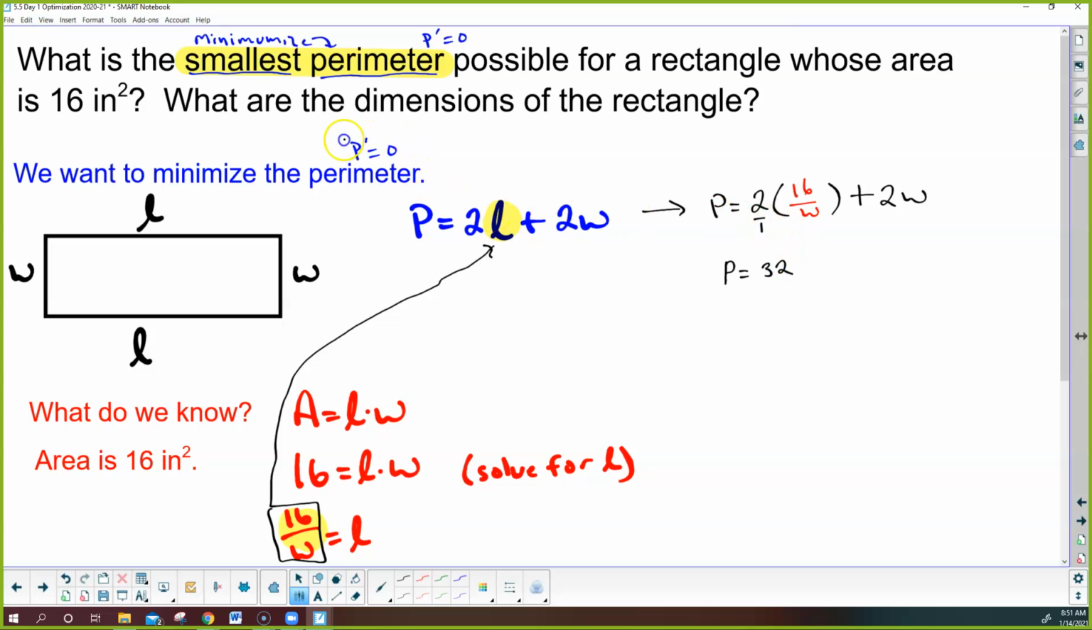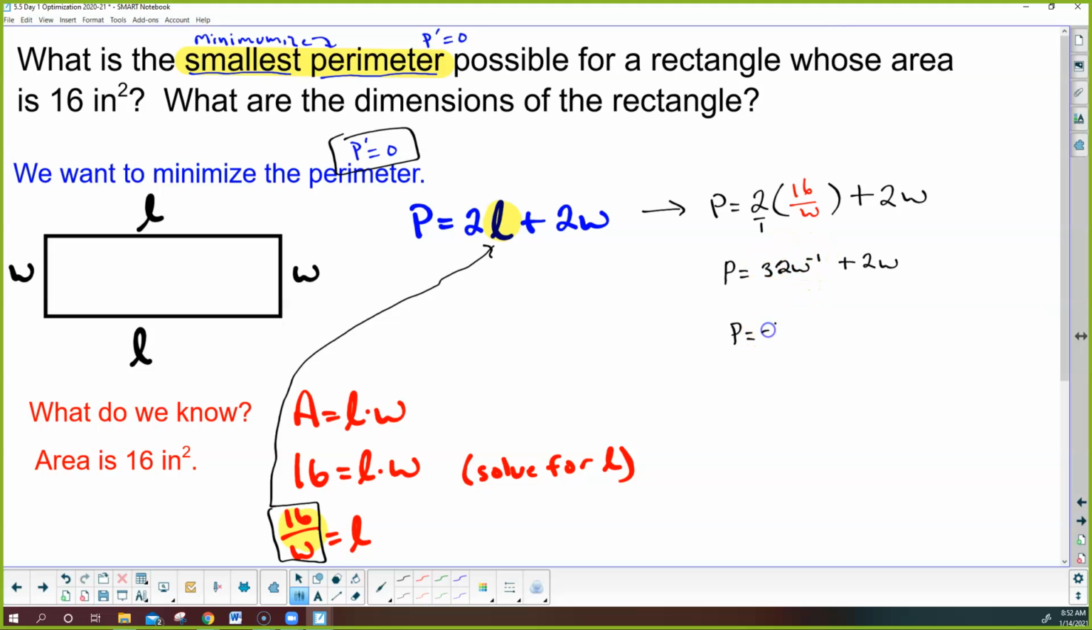Now, since I am going to be taking the derivative at some point, instead of doing 32 divided by W, I'm going to erase this. But instead of doing divide by W, remember how we can take that W and write it out of the denominator and raise it to a -1? So now I have the equation for perimeter. This equation relates just one variable. So now I can take the derivative pretty quickly, right?